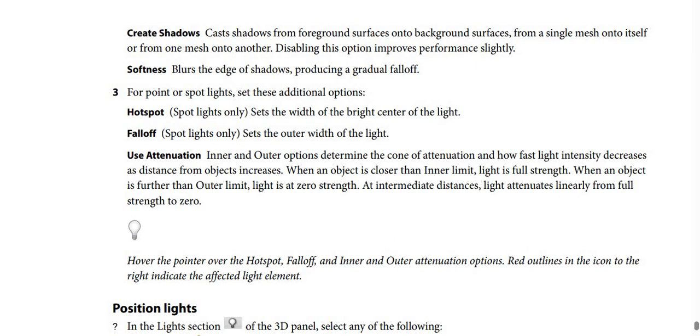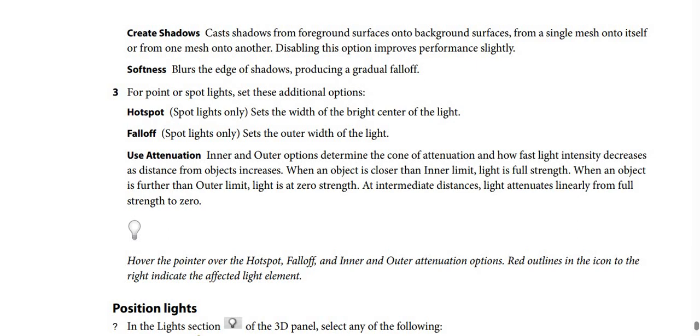And step number 3, for point or spotlights, set these additional options. We have 3 options under step number 3. The first option, hotspot. Hotspot means spotlights only. Sets the width of the bright center of the light. And fall off. Fall off means spotlights only. Sets the outer width of the light.